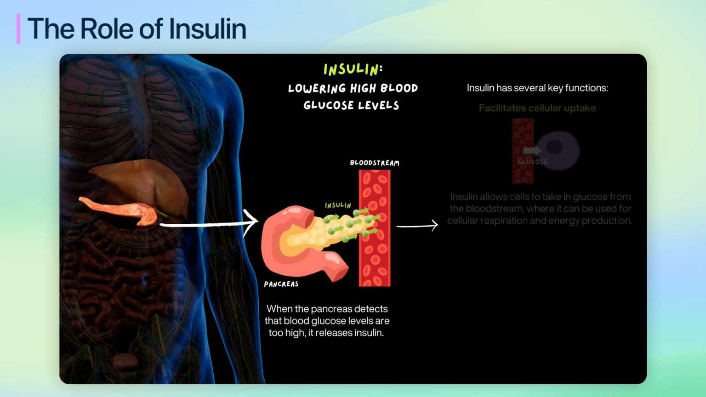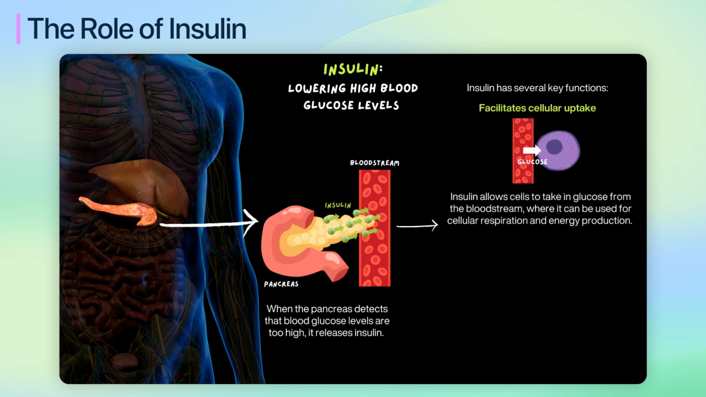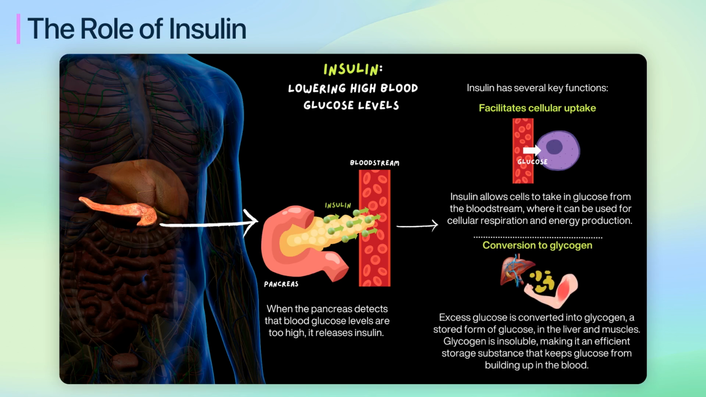Firstly, insulin allows cells to take in glucose from the bloodstream, where it can be used for cellular respiration and energy production. The other key function is conversion into glycogen. This is when excess glucose is converted into glycogen, a stored form of glucose, in the liver and muscles. Glycogen is insoluble, making it an efficient storage substance that keeps glucose from building up in the blood.